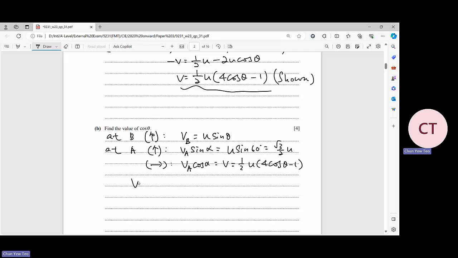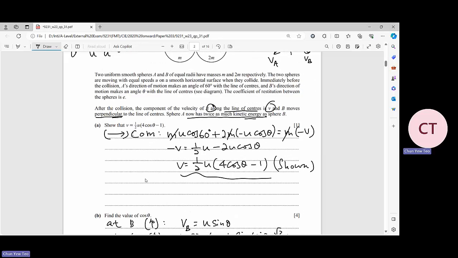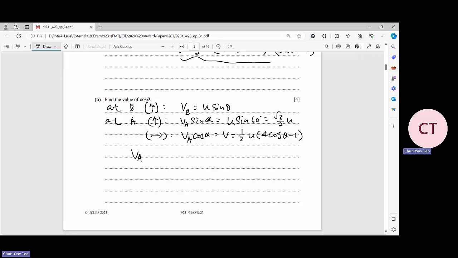So we need to have a VA, because I'm planning to use this information, the KE. So when the KE is actually means that the half M VA square is equal to 2 times of the half of 2M of VB square. So I need to have a VA square and VB square. In order to get VA square and VB square, I need to find the VA by using the formula over here, these two.